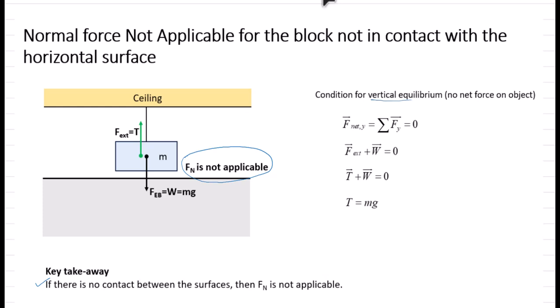And I have still mentioned the condition for vertical equilibrium only as a reference. Since the object is at rest, the resultant of all the forces in the y direction should be equal to 0, which means the force exerted by the string on the object, which is tension, plus the weight of the object acting vertically down should be equal to 0, which means the tension should be equal to mg. But remember that this vertical equilibrium has nothing to do with normal force. It's only for the sake of completeness of the slide that I've shown here. The important point is when there is no contact, there is no normal force.